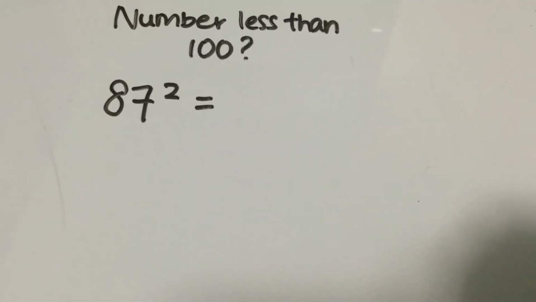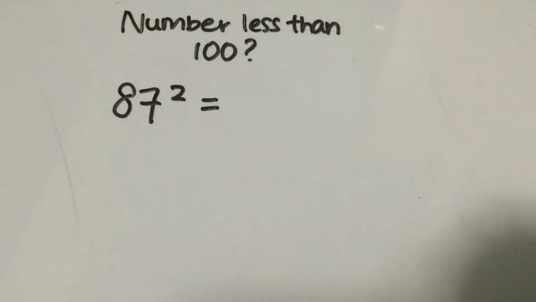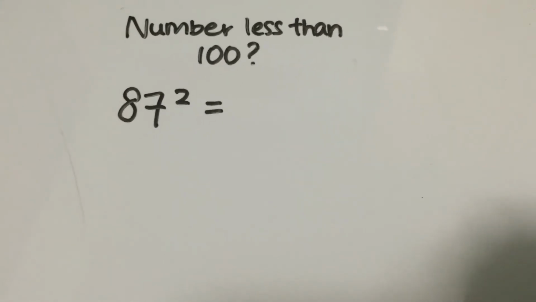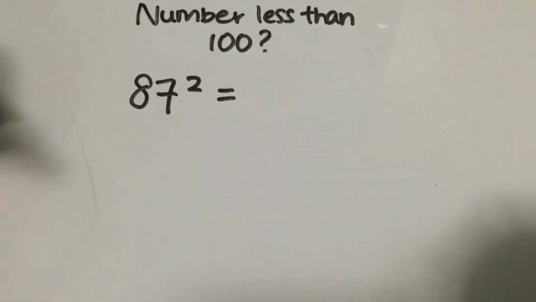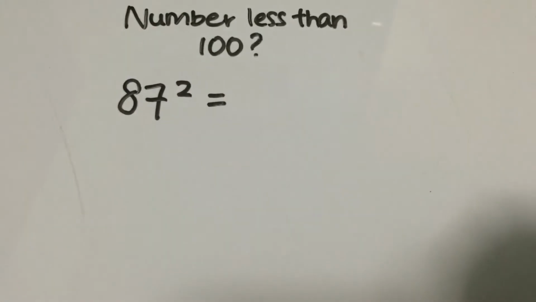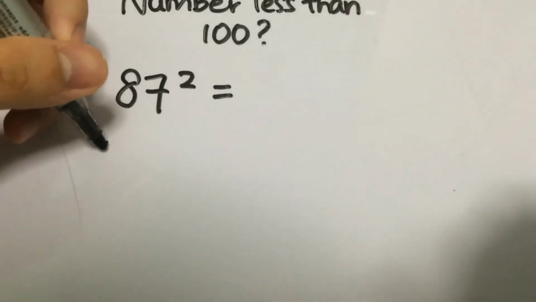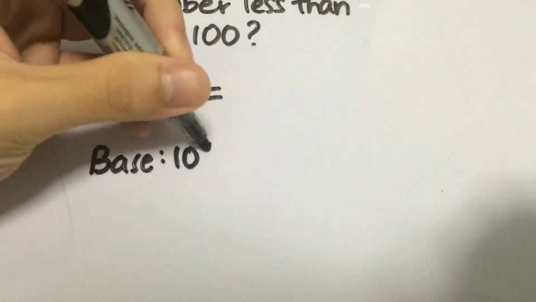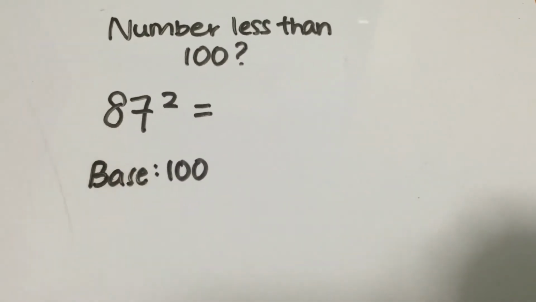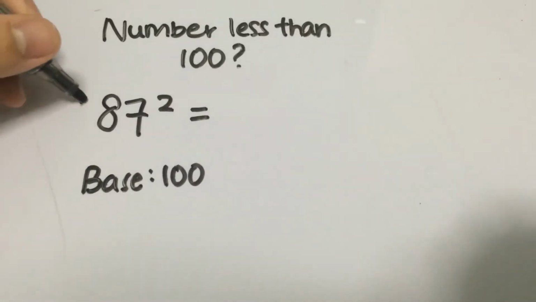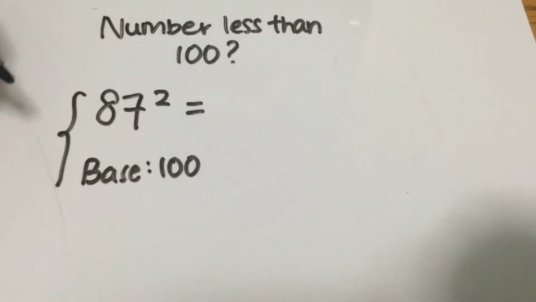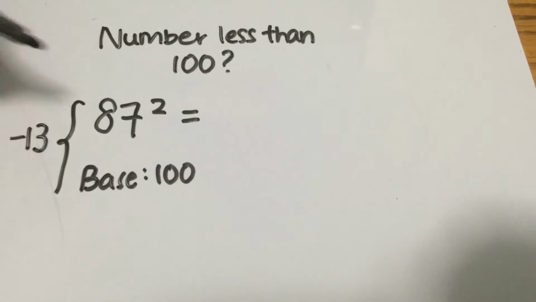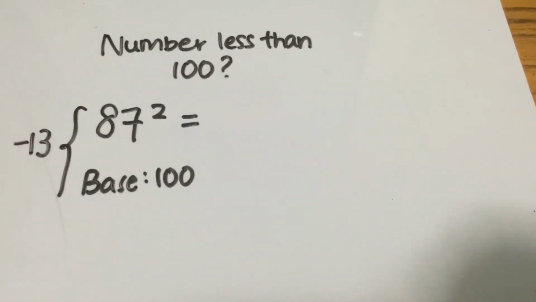Alright, and last but not least, we'll take a look at a number that is less than 100 but slightly lesser than the previous one, which in this case is 87. The first thing we do is state our base, which is also in this case 100, because 87 is pretty close to 100. The next thing we do is find the difference between 87 and 100, which is in this case negative 13, because 87 is 13 less than 100.